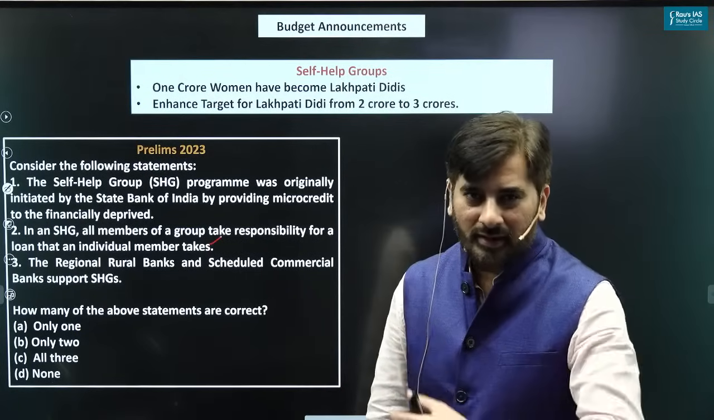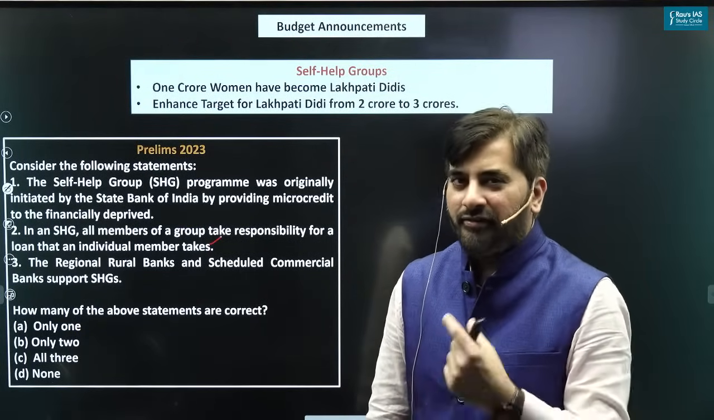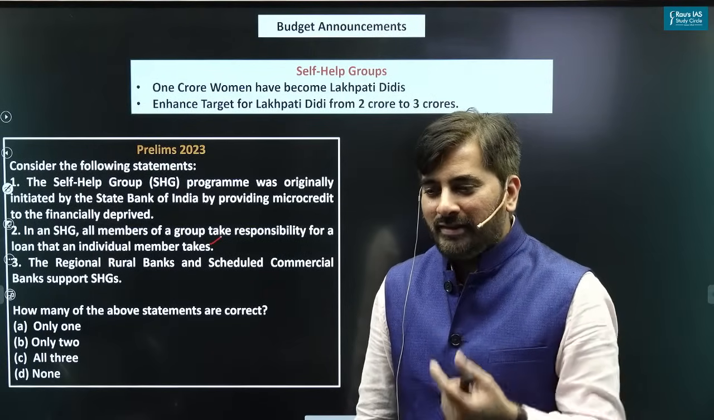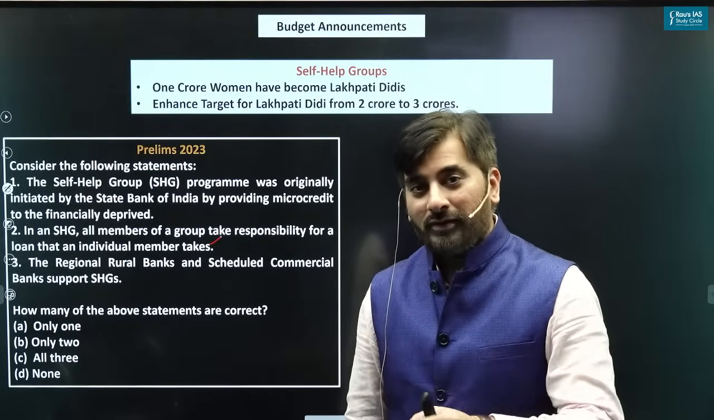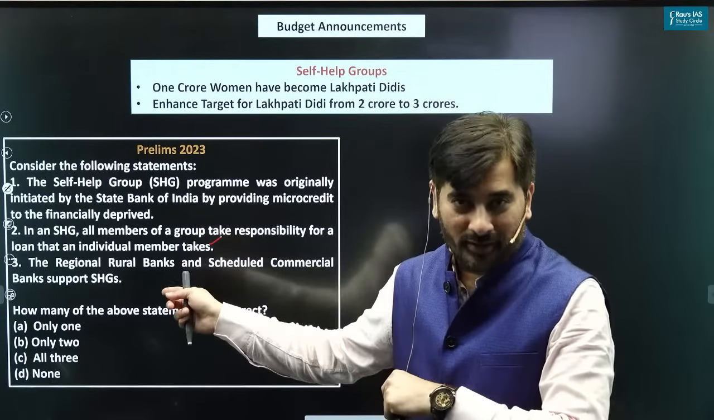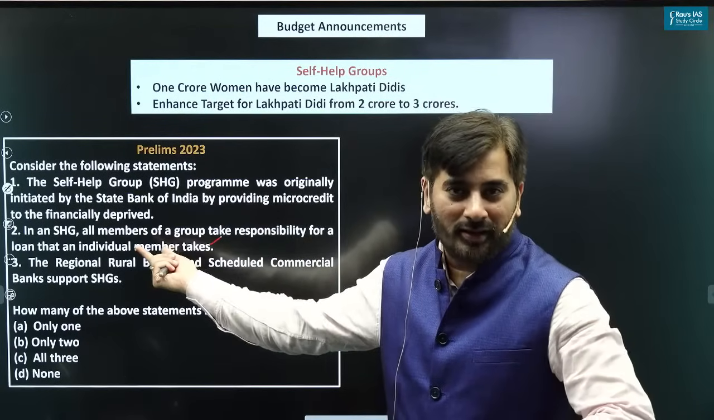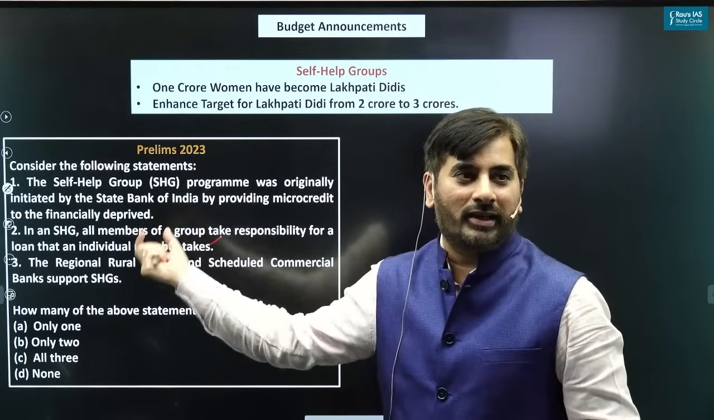Don't you think the statement is a little tricky, a little difficult to comprehend and then attempt? It's like saying UPSC knows that you don't know about this particular aspect. And that is why, since you don't know, UPSC has asked this particular question in the Prelims 2023.